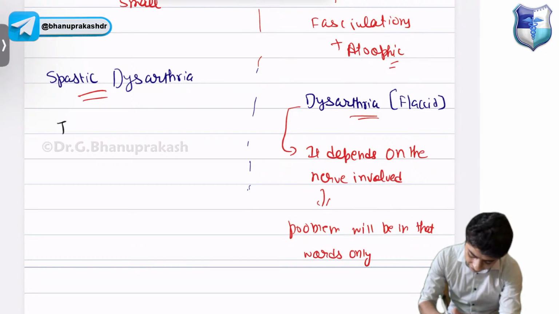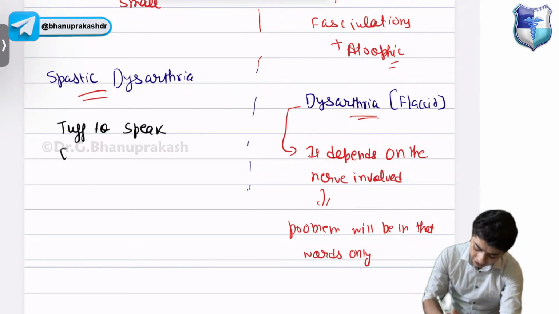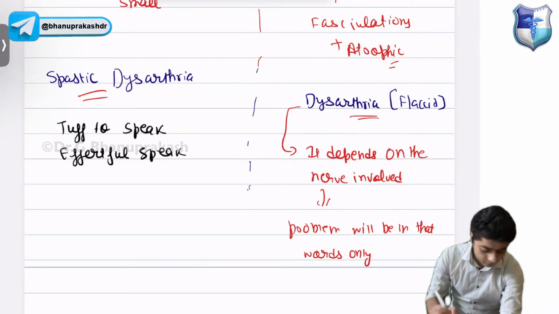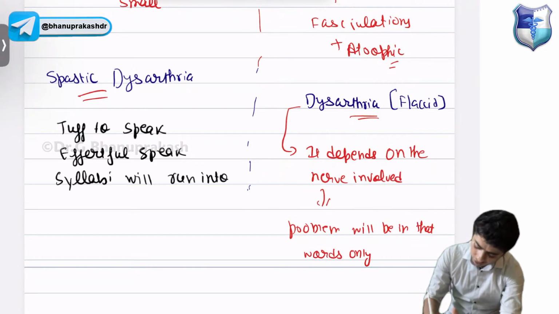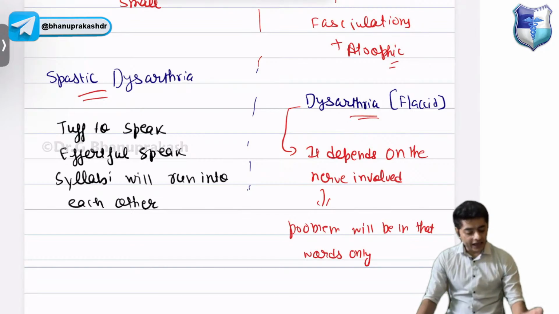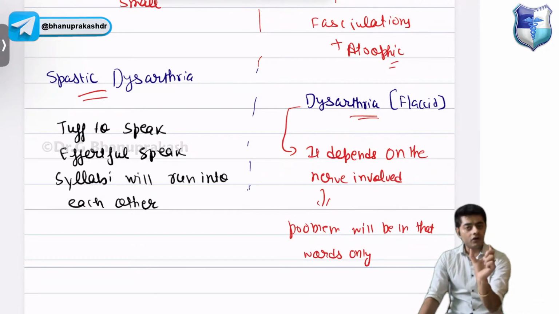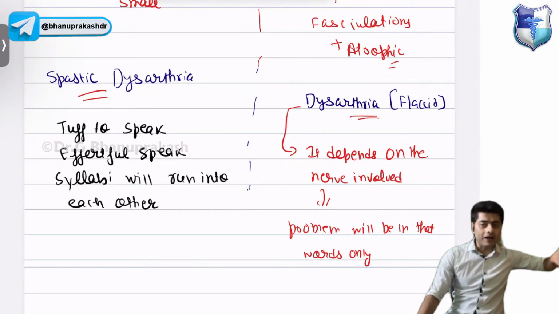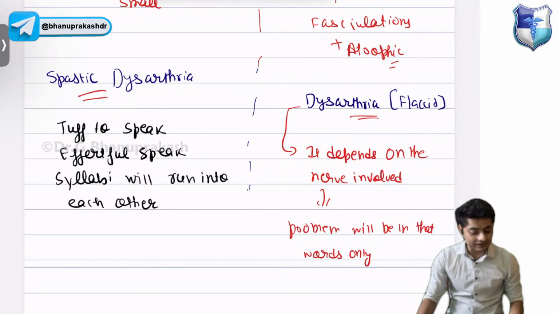In spastic dysarthria, it will be tough to speak. It will be effortful speech, and the syllables will run into each other. Everyone got this? Anyone having any problem? How will you know whether it is spastic dysarthria or flaccid dysarthria? Just tell me in the comment section.